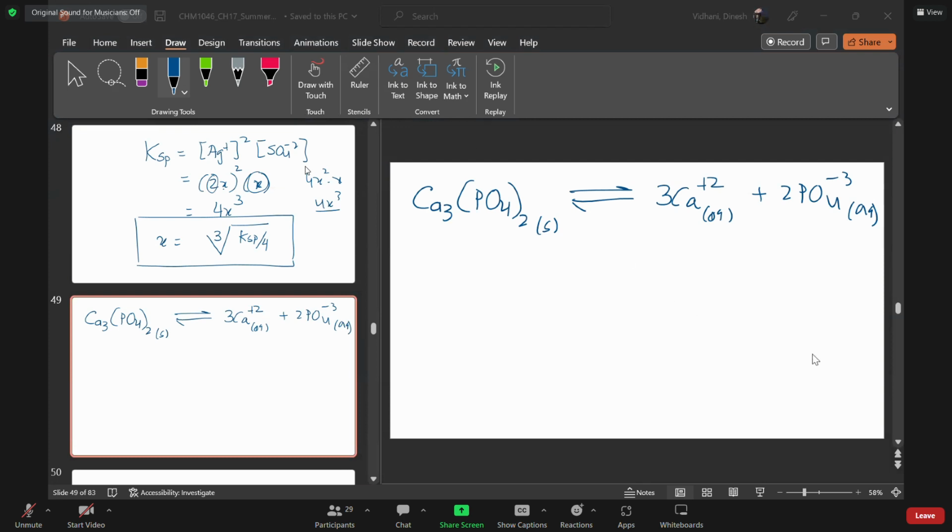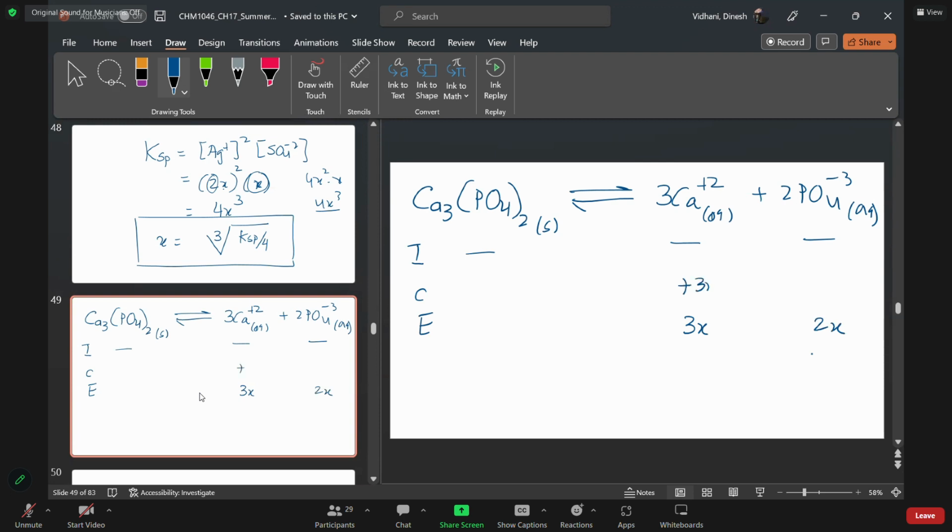Okay. So step number 1, build the ICE table. Initially, you don't have anything. You don't have any calcium ions. You don't have any phosphate ions. Nothing is there. At equilibrium, I can simply write 3X and 2X. The change was plus 3X and plus 2X. It doesn't matter what we have here, because you're dealing with a solid, which is not part of your equation anyway.